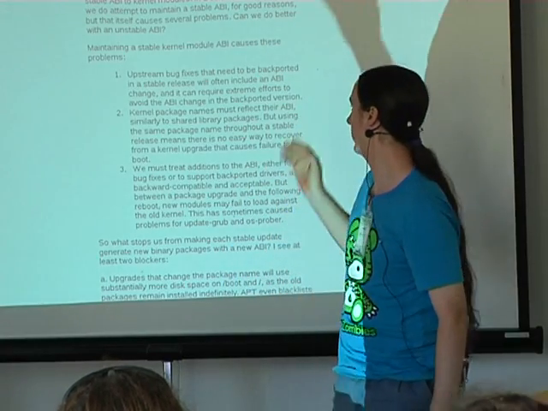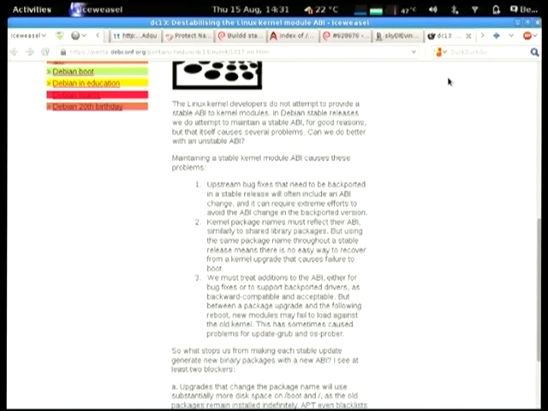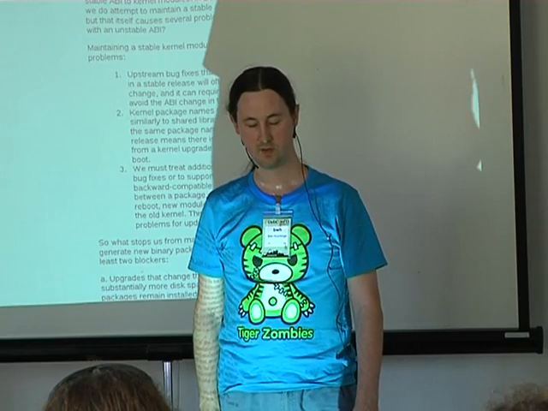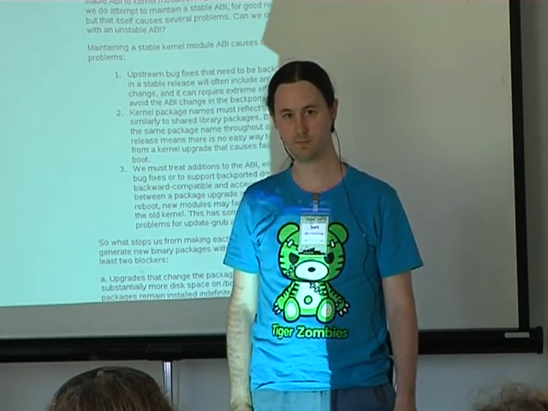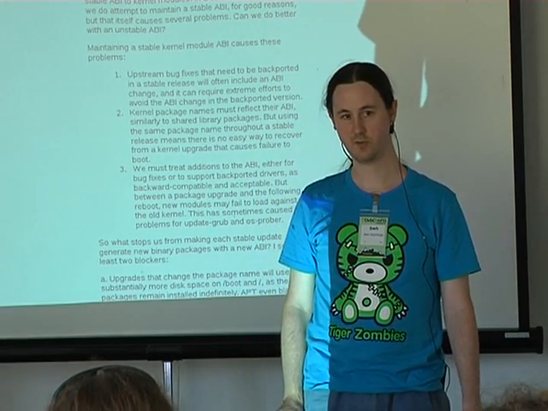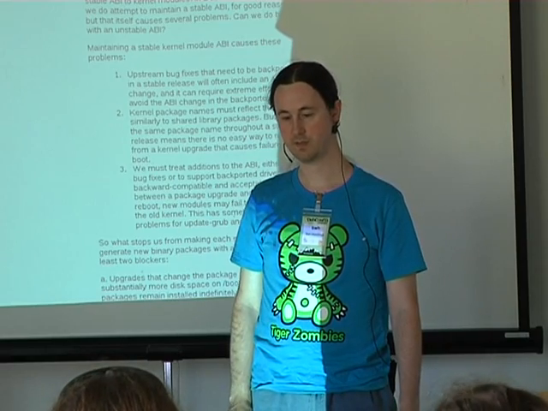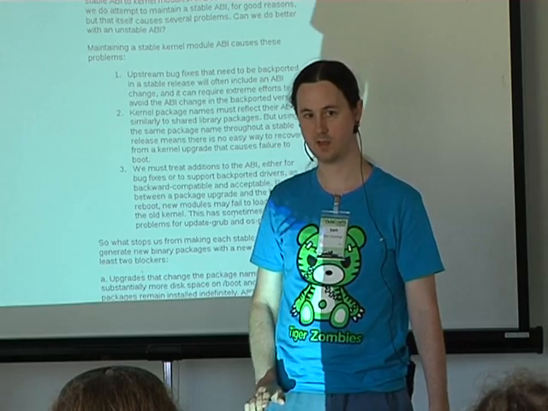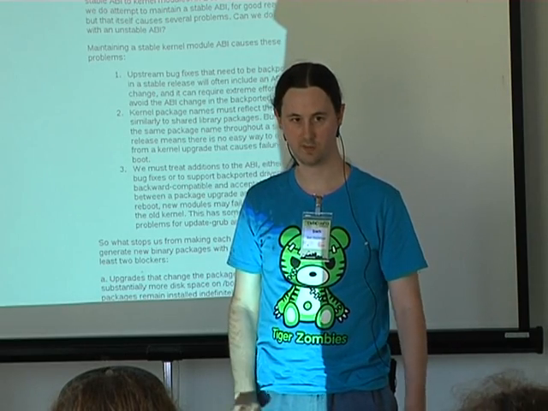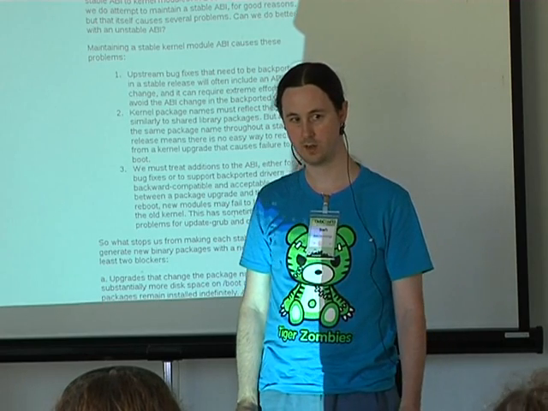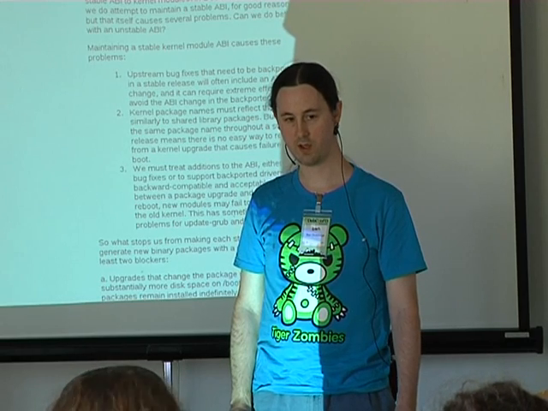Okay, so the basic problem is explained in the description of this talk, which I've brought up here. The upstream developers for the Linux kernel do not attempt to maintain a stable ABI, even for bug fixes. We try to keep the ABI stable during a single stable release, so security fixes and point updates generally don't change the module ABI. Except sometimes in very specific areas, we don't think out-of-tree modules will be affected. Even then, it takes a lot of work to do that. So the question is, is that actually necessary?